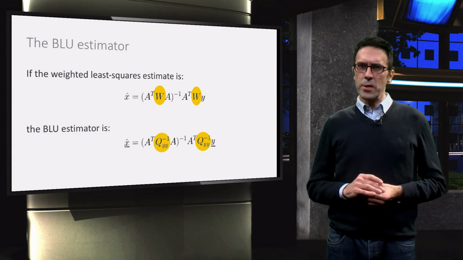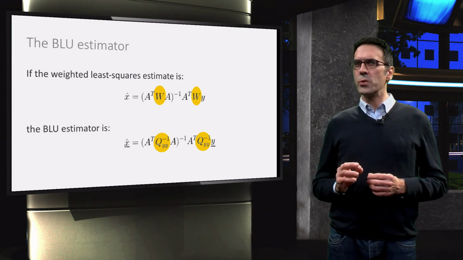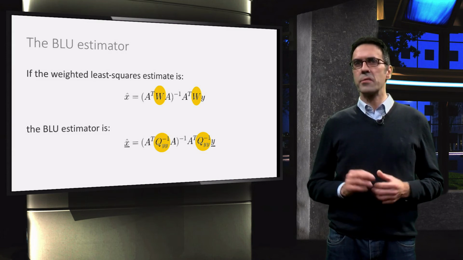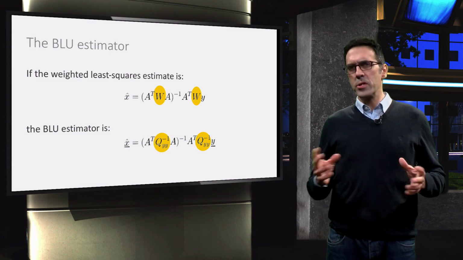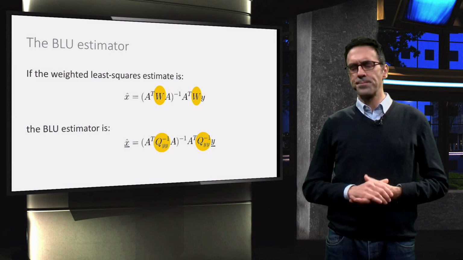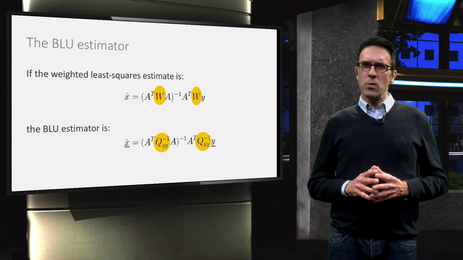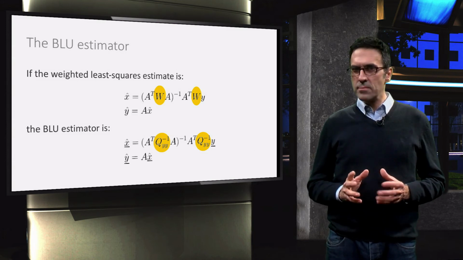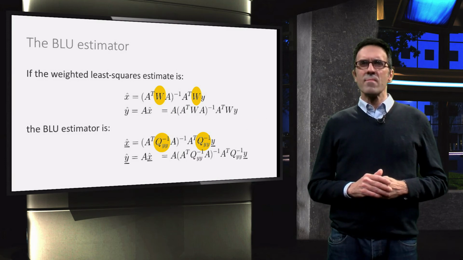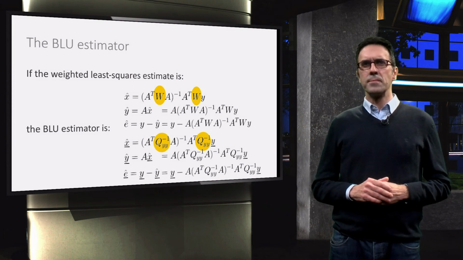The other difference between the two is the underline, indicating that for BLUE, we really consider the observations y and the estimator x to be stochastic variables. Now obviously, once we insert real numbers in the equation, the underline disappears. To be complete, the similarity in the equation also holds for the y hat, which can be elaborated further like this, and the e hat, which can be elaborated further like this.